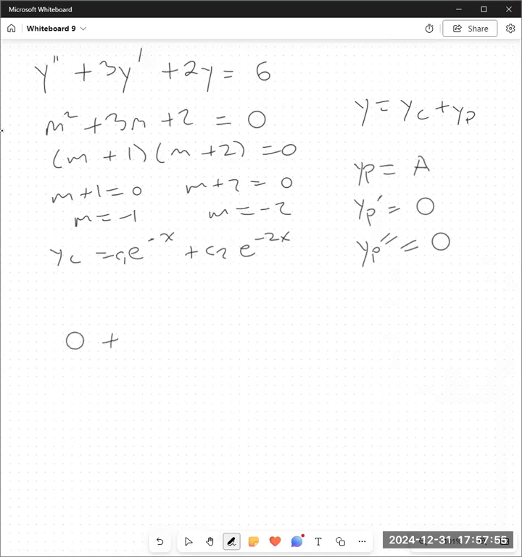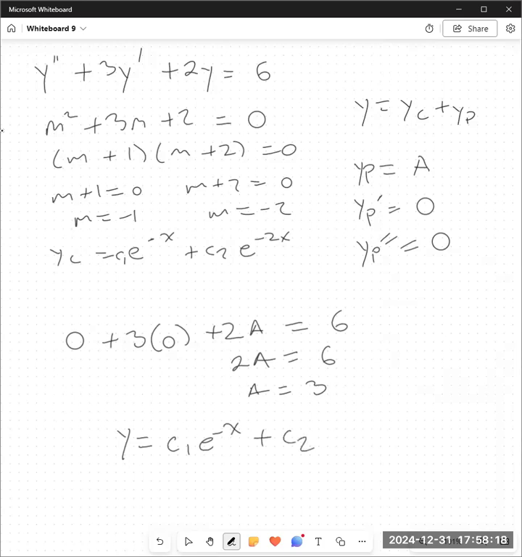So I'm going to stick into the equation here: yp double prime is 0, plus 3 times yp prime is 0, plus 2 times yp, that's 2A, needs to be equal to 6. So we have 2A is equal to 6, A is equal to 3. So my y should be my yc plus my yp, which is just 3.